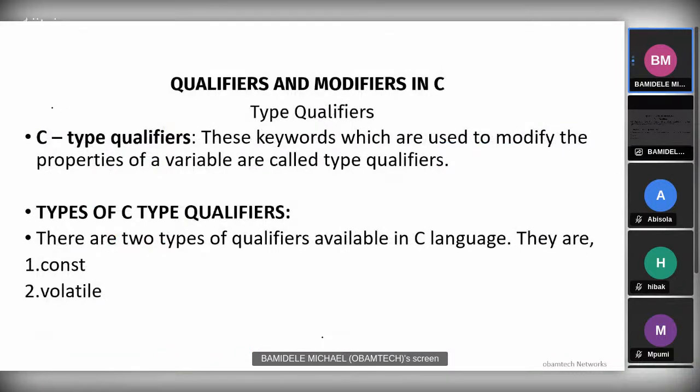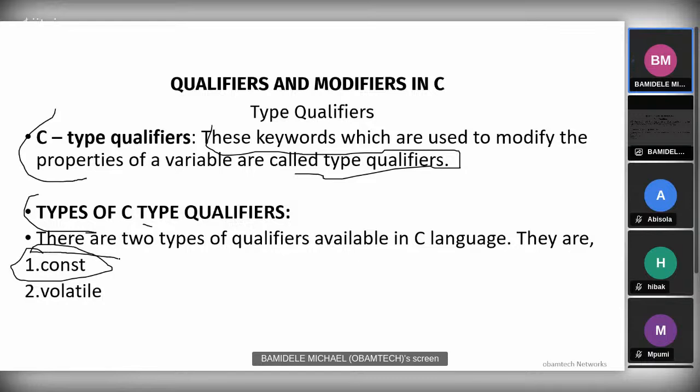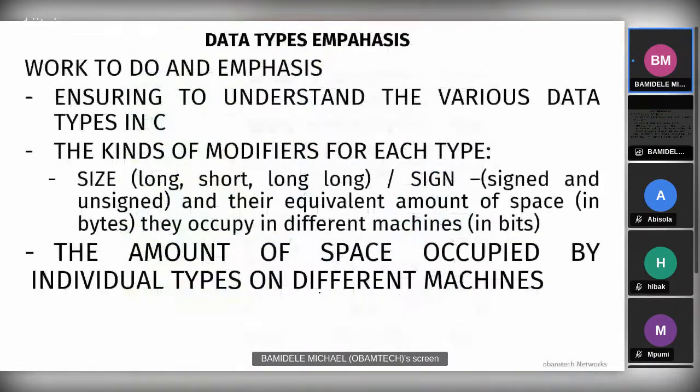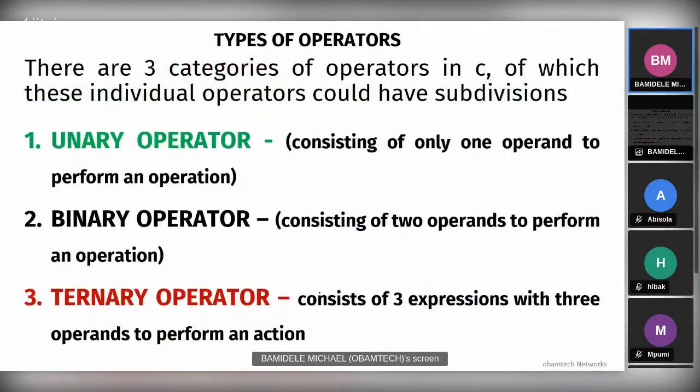The last one, type modifiers, C type modifiers. C type qualifiers are keywords that apply to a type to modify its properties. There are two types of the C type qualifier. We have const, the normal const used for declaring a constant, and then volatile, which is like a new feature in the C program. Okay, so let's move on. This is the chart that we've seen as much as possible, and let's move to today.